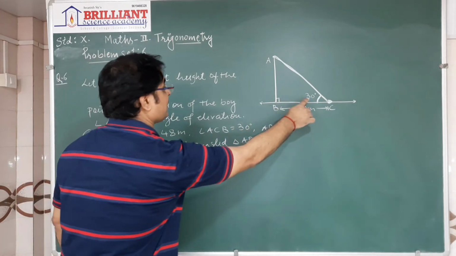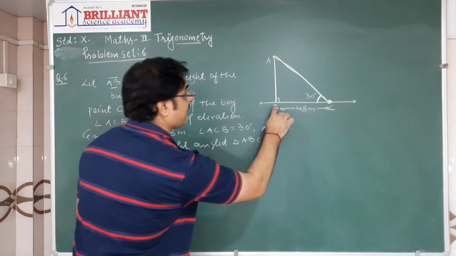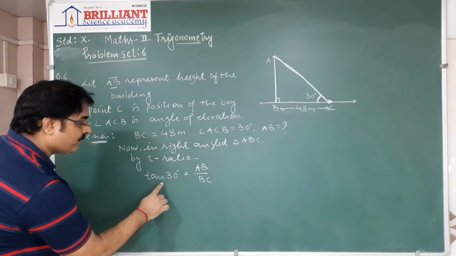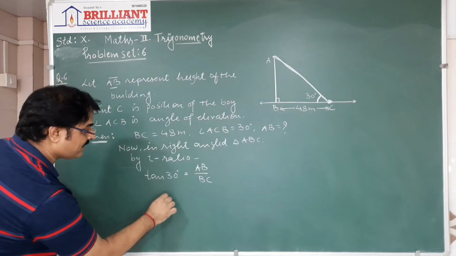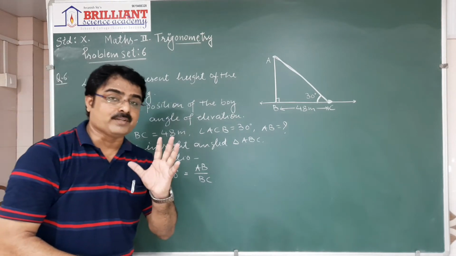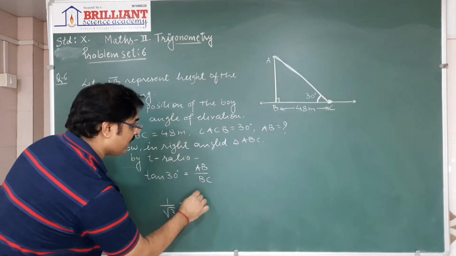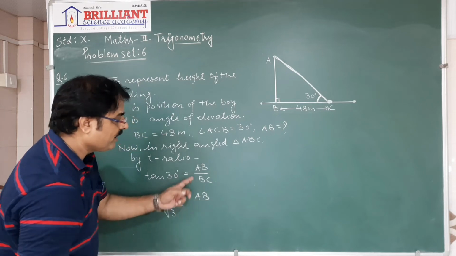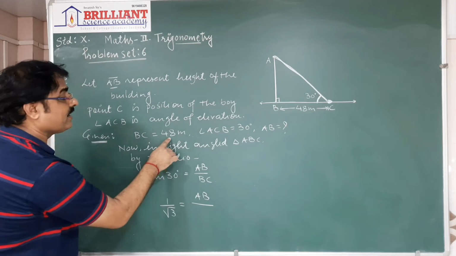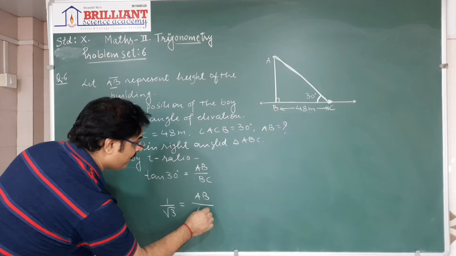Which side is opposite side of 30 degree? AB. Then AB upon adjacent side. Which side is adjacent side? BC. And you know the value of tan 30 degree is 1 by root 3. अगर ये सारी वैल्यू नहीं याद है तो पहले वैल्यू आपको याद होना चाहिए. tan 30 कितना होता है? 1 by root 3. And AB, we will find AB, so we have to write AB as it is. And BC is given that 48 meter, so in place of BC we will write 48.